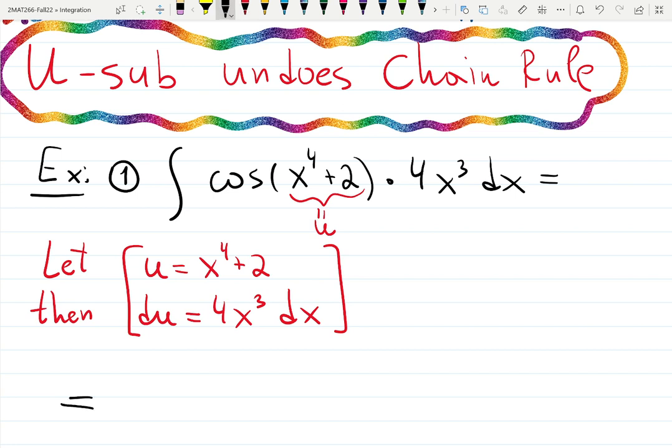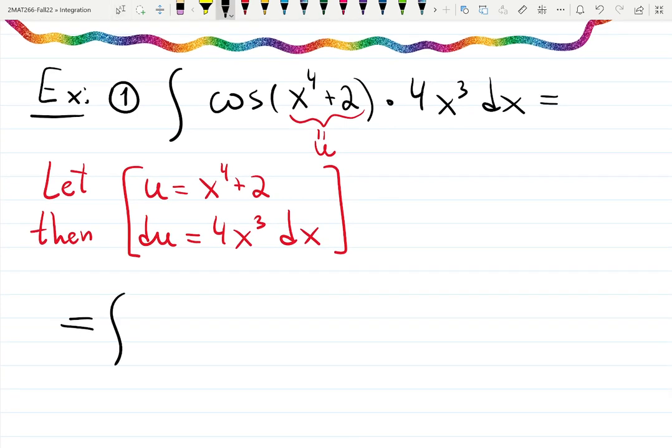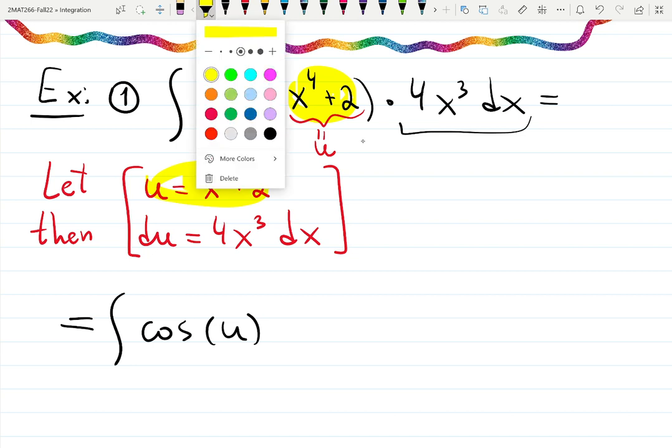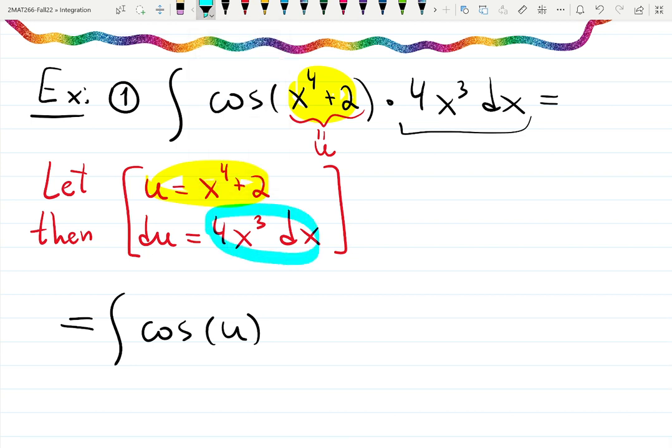We want to rewrite this integral in terms of u. So u is x to the 4 plus 2. Here it is. So it's going to be cosine of u. Agree? That was the whole point. We decide to substitute the complicated part with u. Now, what to do with this part? Coincidentally, this part matches with du. I call it the tail of the integral. The tail of the integral matched with du. So it's going to be cosine u du. For now, it's magically matched.